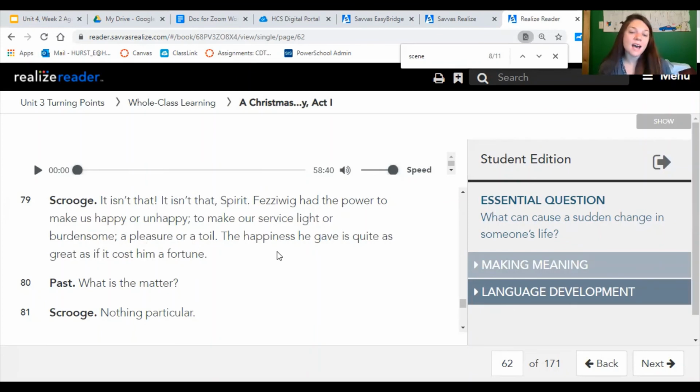It isn't that, spirit. Fezziwig had the power to make us happy or unhappy. To make our service light or burdensome, a pleasure or a toil. The happiness he gave is quite as great as if it cost him a fortune.